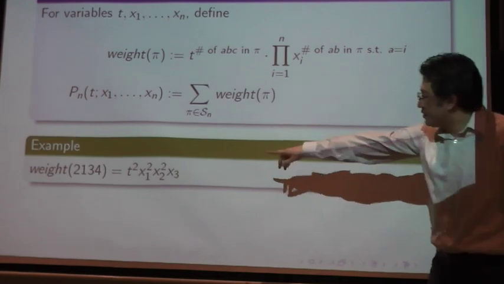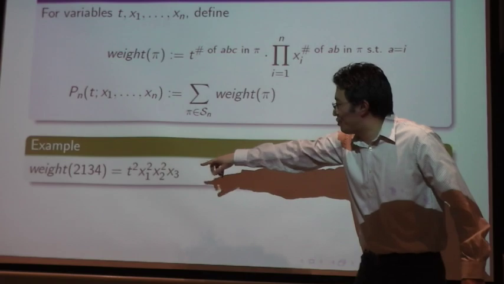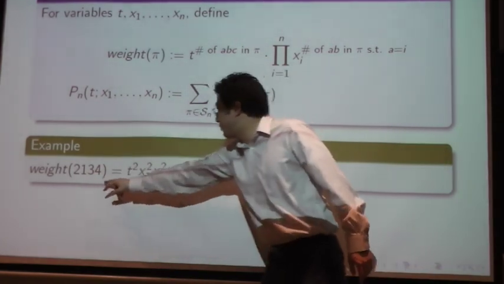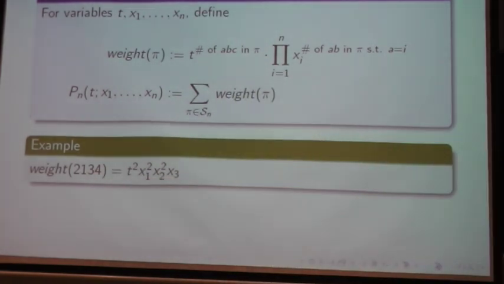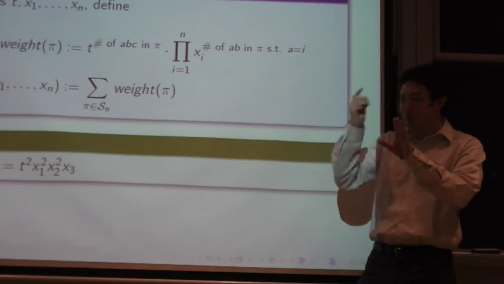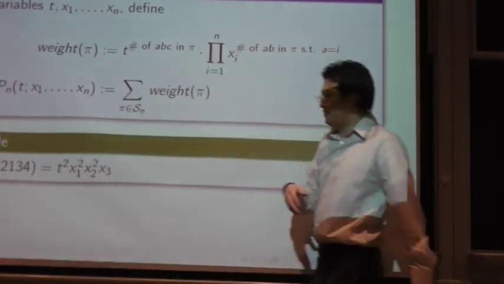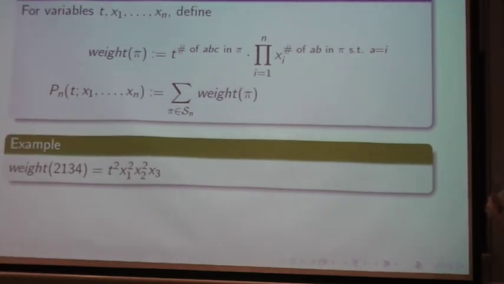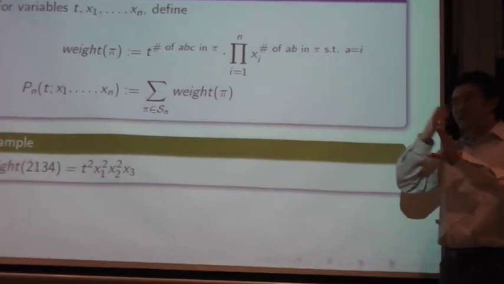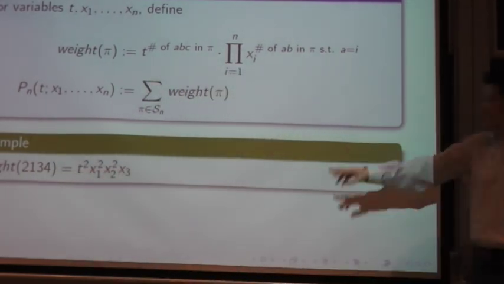Just to give an example of this weight function, for example, the weight of 2, 1, 3, 4. So t squared, because I have 2 occurrences of the pattern 1, 2, 3: the 2, 3, 4 and the 1, 3, 4. The x1 squared means that I have 2 occurrences of the pattern 1, 2 that begin with the actual number 1, namely the 1, 3 and the 1, 4. x2 squared means I have 2 occurrences of 1, 2 beginning with number 2, right? So the 2, 3 and the 2, 4. Likewise with the x3.